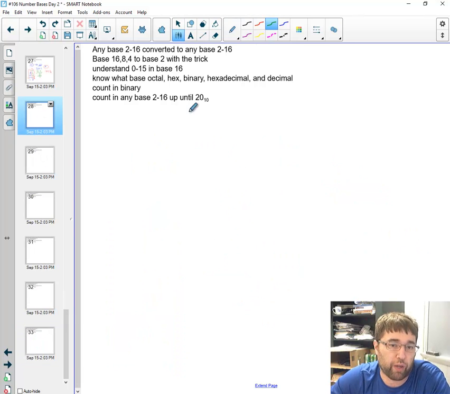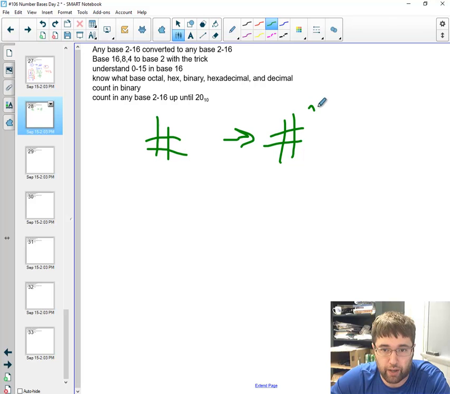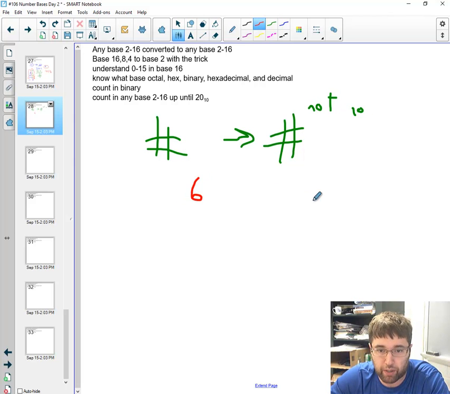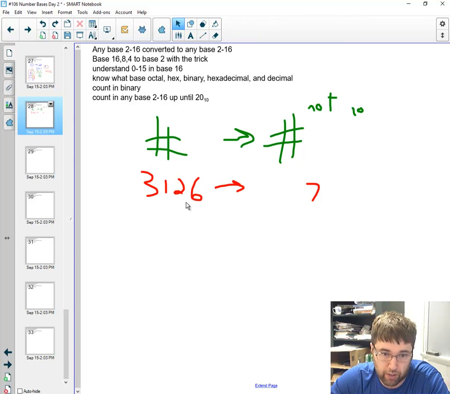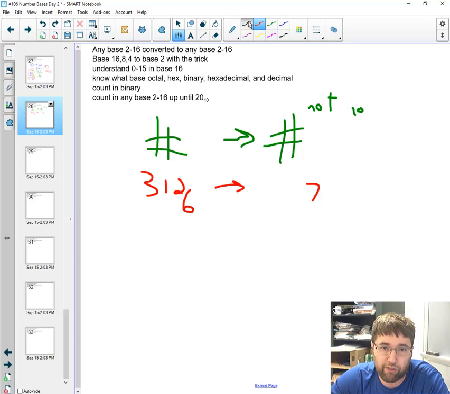Now comes the issue when we have a random base to a random base, not base 10 for either of them. So say we have base 6 to base 7. These are a pain. Why? It's two problems in one. If we have 312 base 6 to base 7, what we have to do is first convert this to base 10 and then take this base 10 number and convert it to base 7.